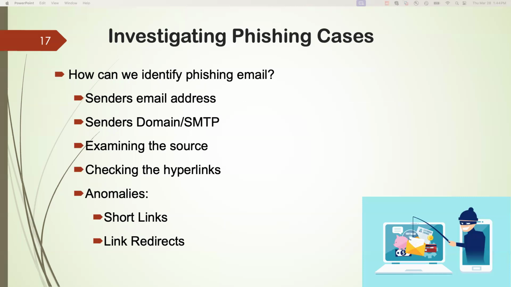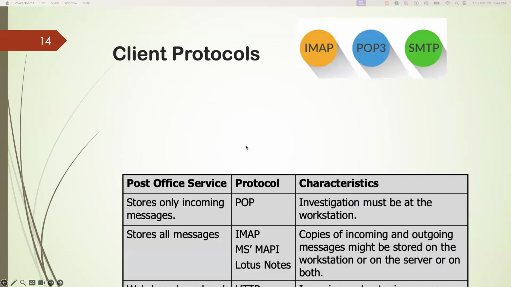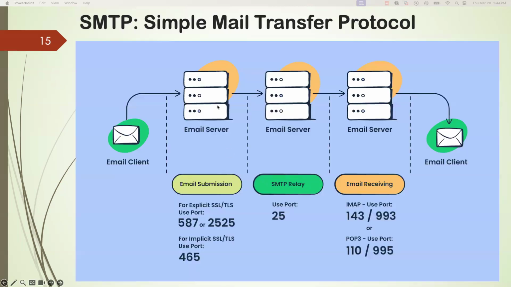The second thing that I need to verify is the sender's domain or SMTP server. If you look all the way back, whenever we send an email, that email first goes to the SMTP server, right? So if the email was originally coming from Bank of America or Chase or any other legitimate institute, it will originate from that institute's mail server or SMTP server.